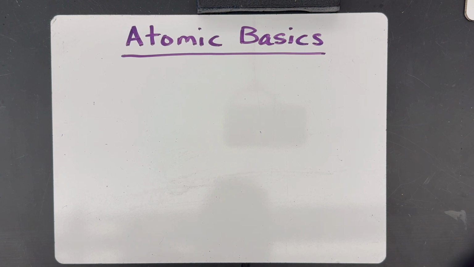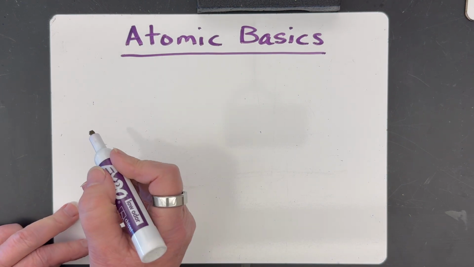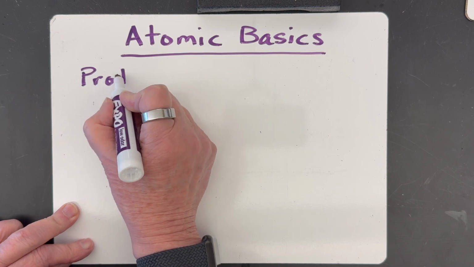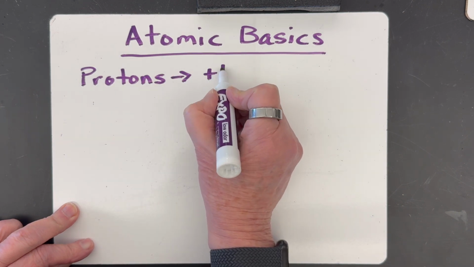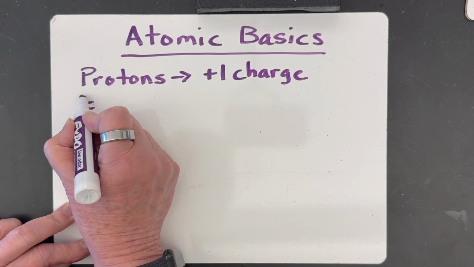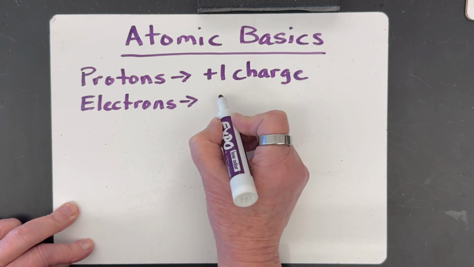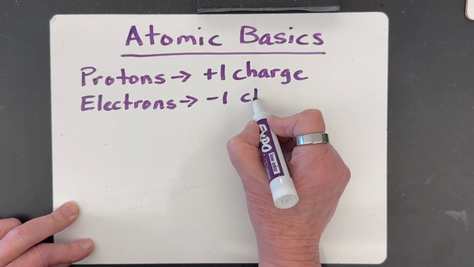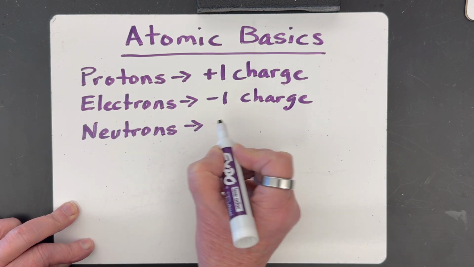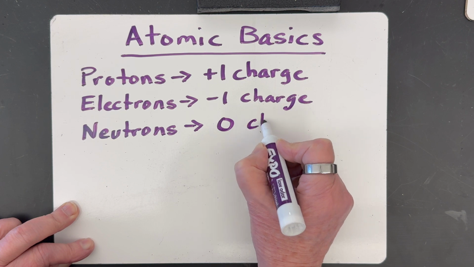In this video, I'm going to explain some of the basics about atoms and how they're put together. So atoms are made primarily of three main parts. There are protons, and each proton has a +1 charge. There are electrons. Each electron has a -1 charge. And there are neutrons. Neutrons do not have a charge.